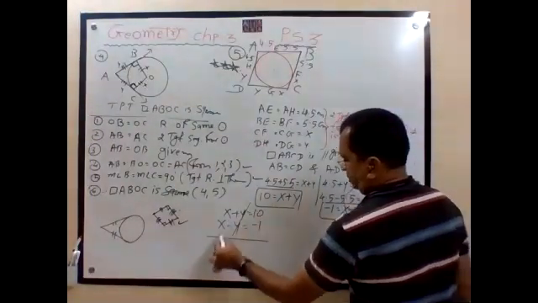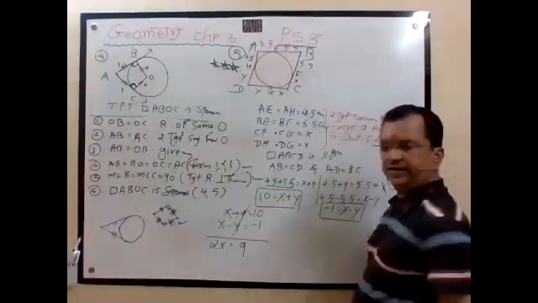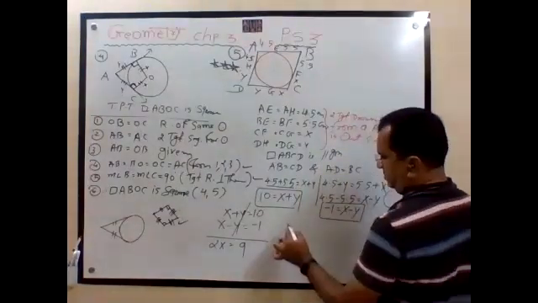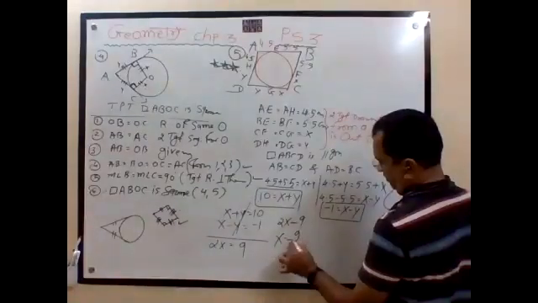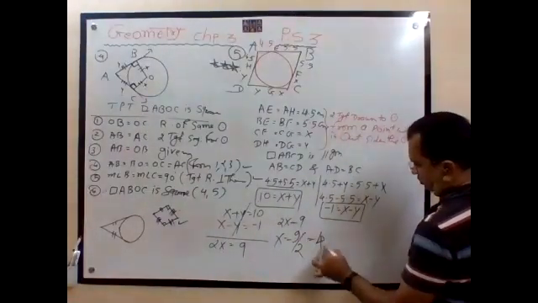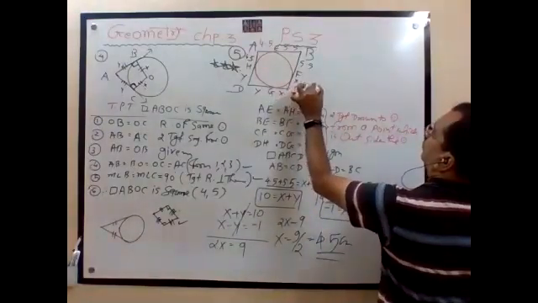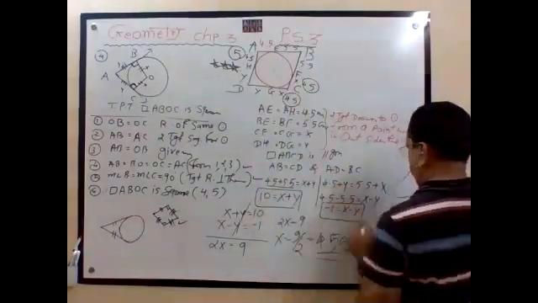By adding these, 2x is equal to 9. We are adding, so 10 plus minus 1 is equal to 9. 2x is equal to 9, so x is equal to 9 by 2. That is 4.5. X is equal to 4.5.